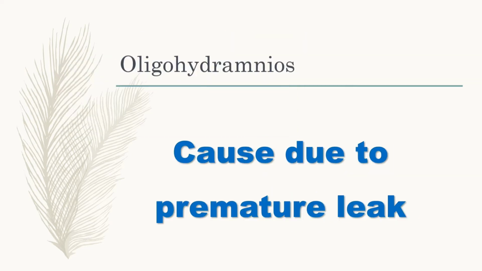Now this is very important because frequently they ask about the causes of oligohydramnios and polyhydramnios. So first, oligohydramnios. Here the mnemonic is CAUSE DUE to PREMATURE LEAK. So first, what is CAUSE? Structural anomaly or chromosomal anomaly. DUE is drugs. Premature leak.